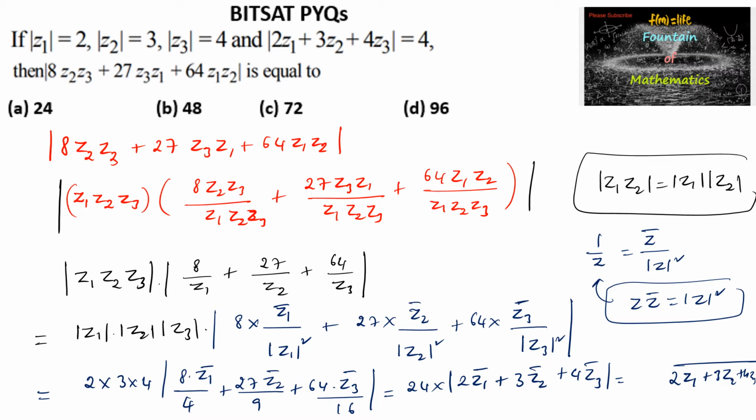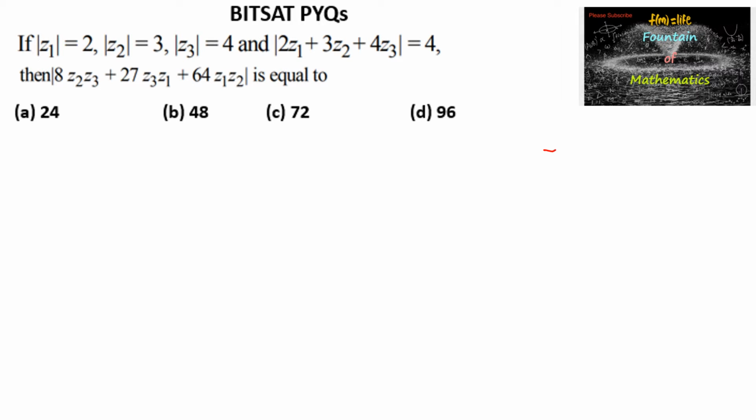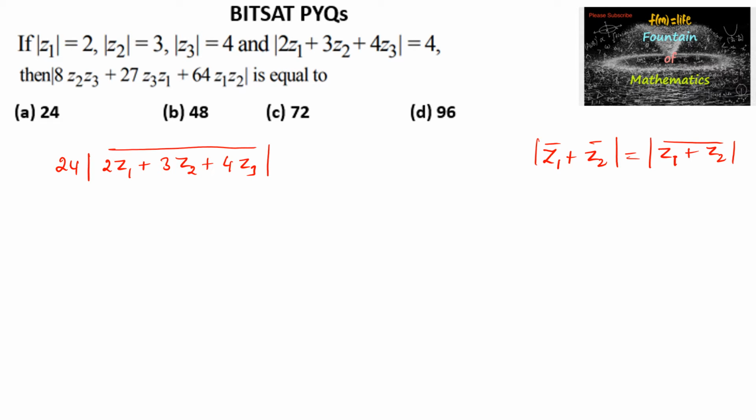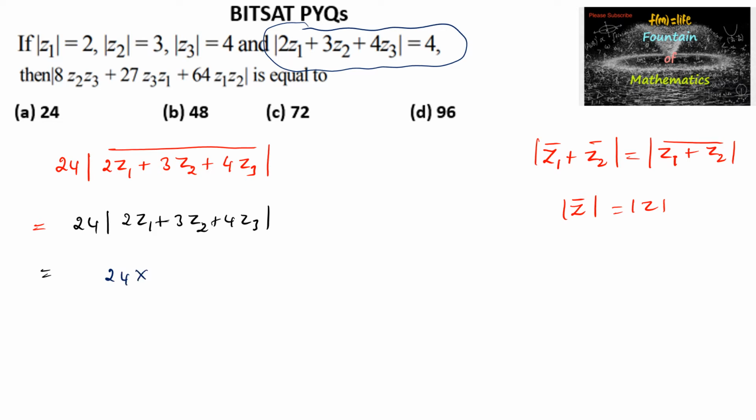Since we know that z1 bar plus z2 bar can be taken as z1 plus z2 whole bar, we can write here 24 times 2 times z1 plus 3 times z2 plus 4 times z3 whole bar, and also we know that mod of z bar is equal to mod z, so which can be taken as 24 times mod of 2z1 plus 3z2 plus 4z3. The complex number's mod is the same as its conjugate's, and it's given to us that mod of 2z1 plus 3z2 plus 4z3 is 4, so we can write 24 into 4, which is 96. So 96 is the answer, which is option D.